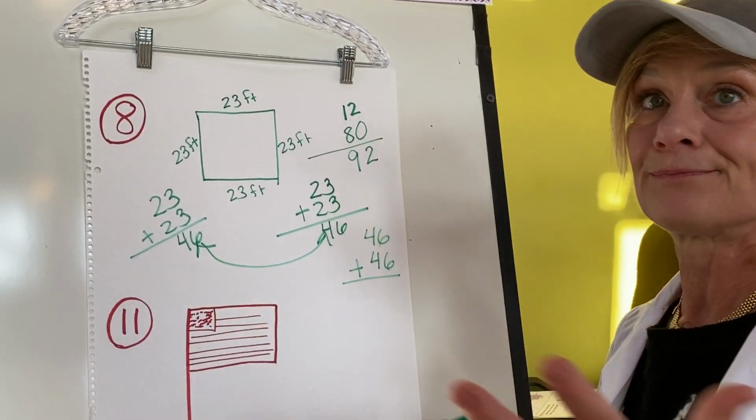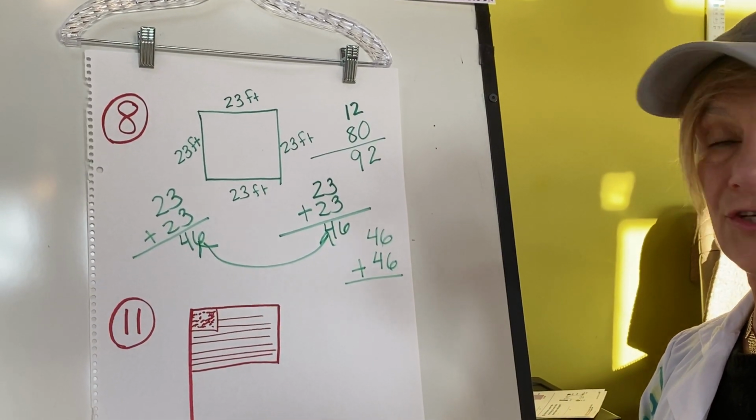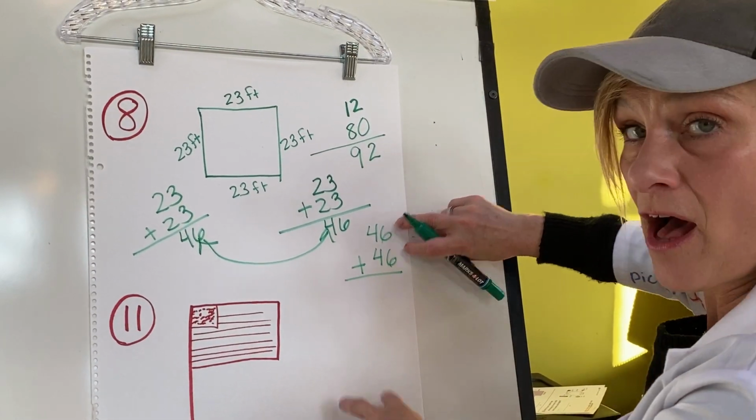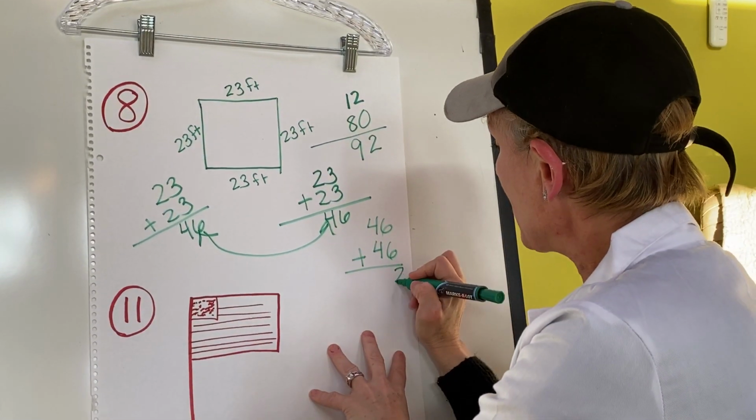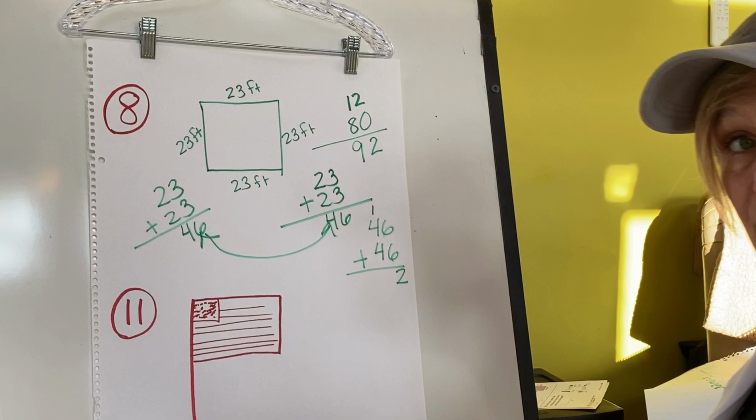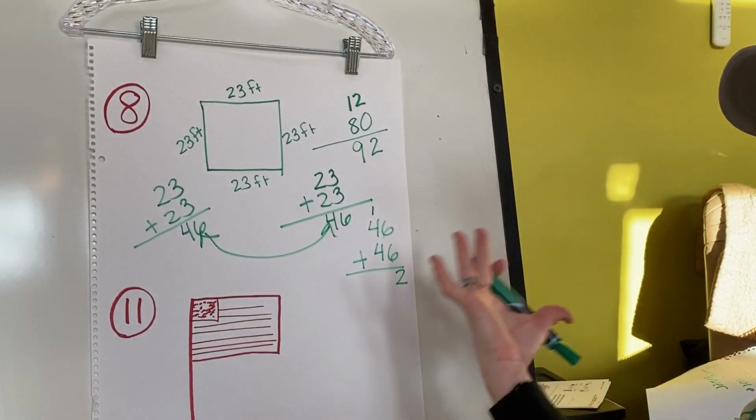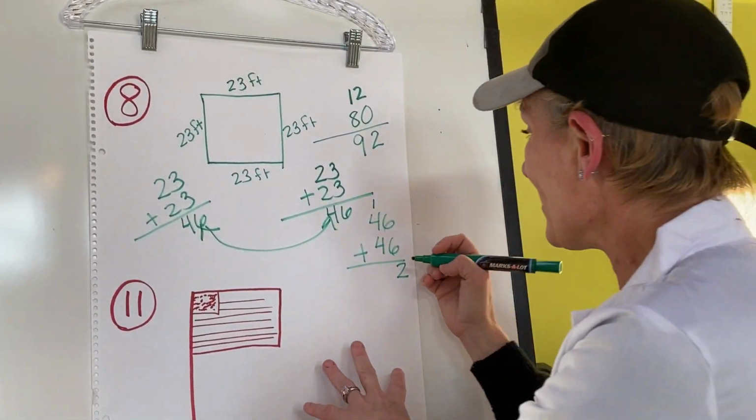Here we go. I know, you're yelling 92. That makes a 12. Leave my 2 1s behind. Carry that 10. 40, 40, 10. You're saying 90, I hear ya.